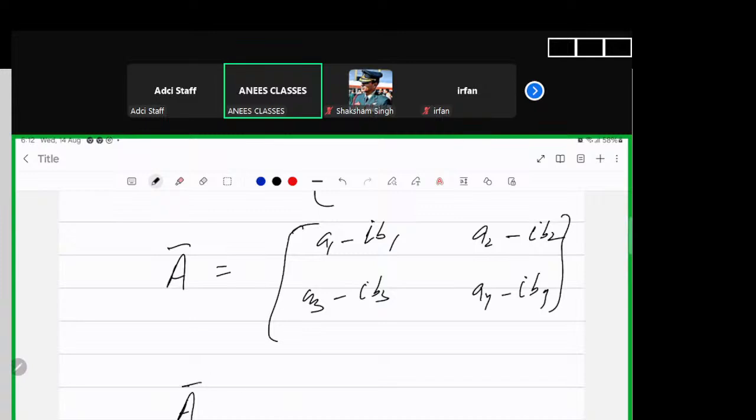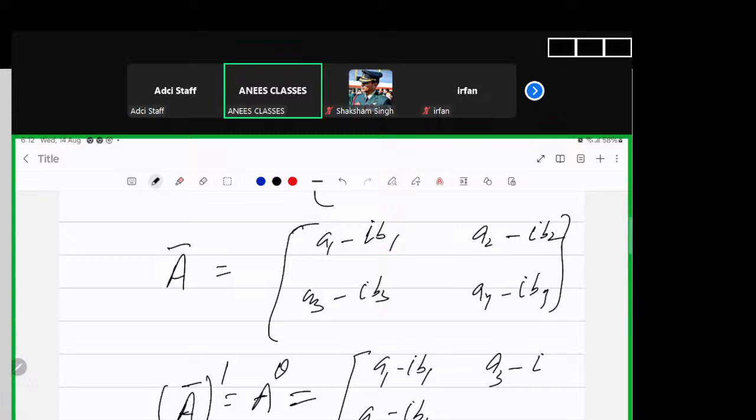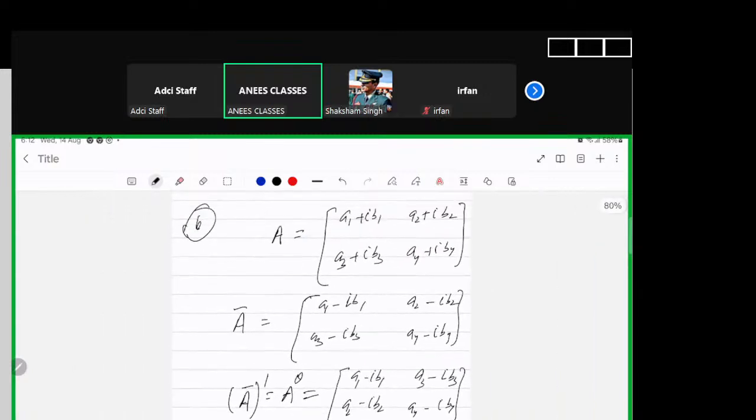Now conjugate transpose is A power theta. I represent it. Conjugate transpose A power theta: A1 iota B1, A2 minus iota B2. Row will go column, column will go row. A3 iota B3, A4 iota B4. Understood, Saksham? Understood, sir.